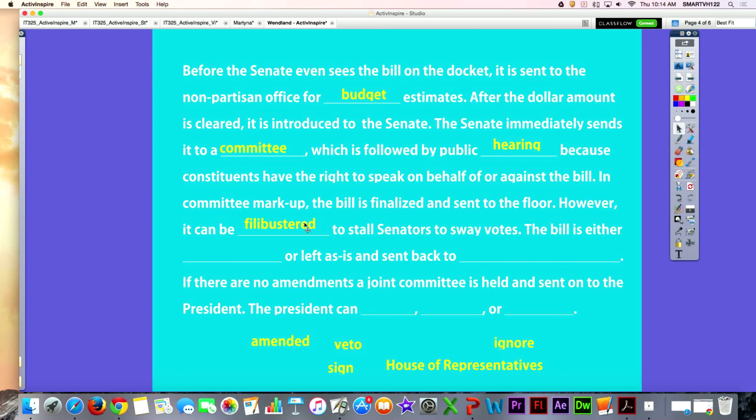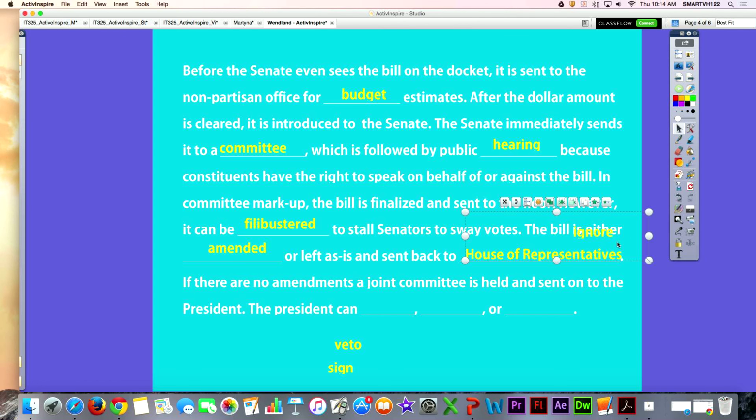Okay, so the bill is either... what can you do on the floor? If you want to change it, if it's not exactly how you want, it's amended. It's amended to fit the rights of the American people and is sent back to the House of Representatives, because if one side changes it, the other side needs to have the right to fight back. Although that's not how our government should be, it's how it is.